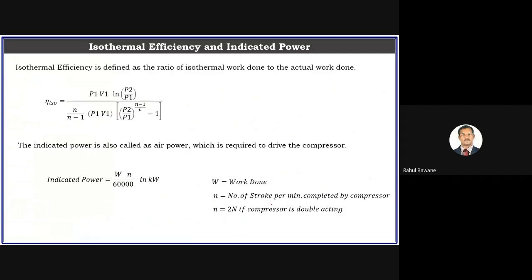If the compressor is double acting, then small n has a value of 2n, because it delivers two times. If it is single acting, then small n has a value of n, because it delivers only once. So n is nothing but the speed of the compressor in RPM. So convert this n from RPM to RPS by dividing by 60. The whole thing comes in watts, so to convert into kilowatts, again we divide by 1,000. So it becomes 60,000. So this is indicated power.